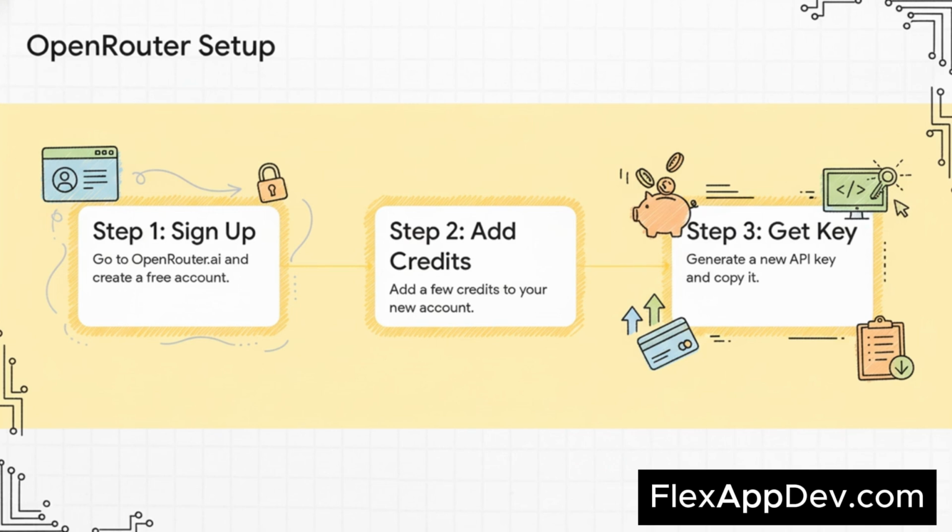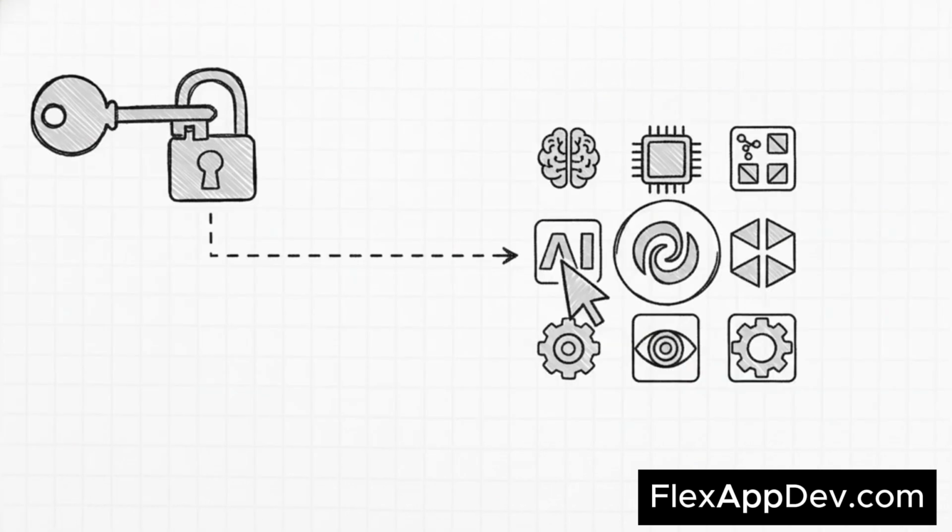Just go to openrouter.ai, create a free account, and you'll probably want to add a few credits. Then just head into your settings and generate a new API key. And hey, make sure you copy it because you're going to need it in like 30 seconds. All right, now it's time to connect all the pieces.